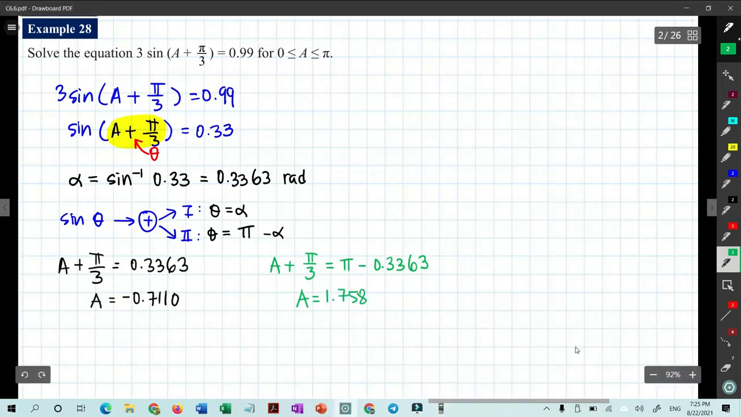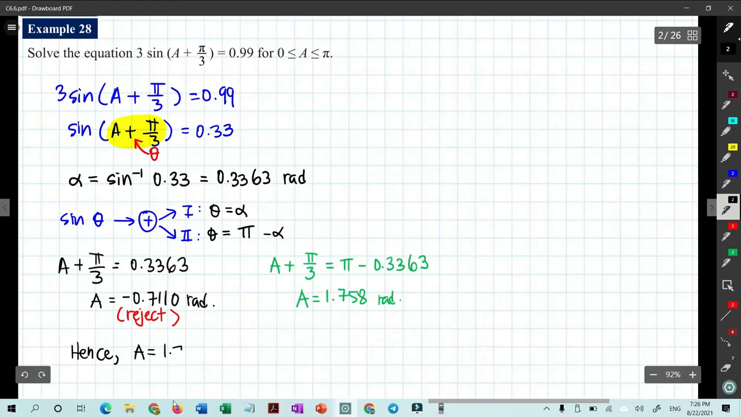1.758 radian. And if you refer to the range of the value of a, it must be between 0 to pi radian. So therefore, we reject this value. Okay, a cannot be negative value. Hence, a equals to 1.758 radian.